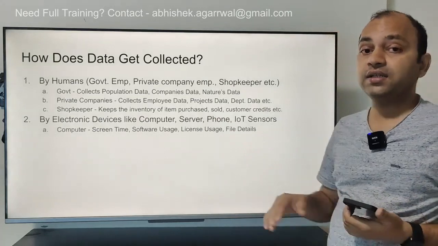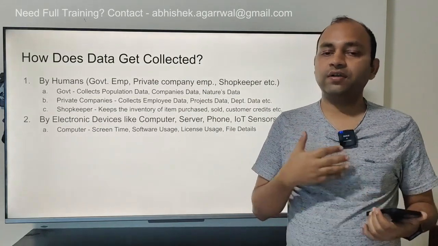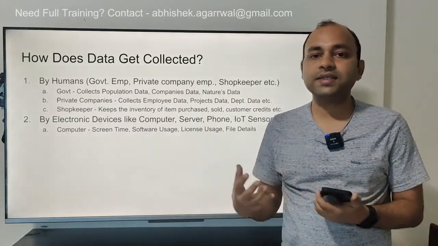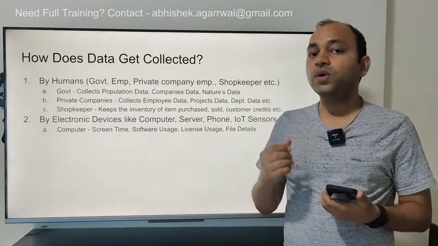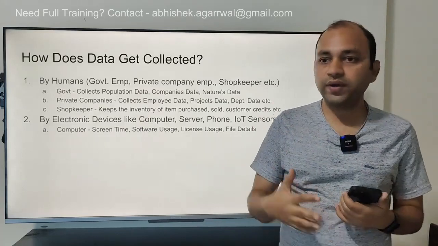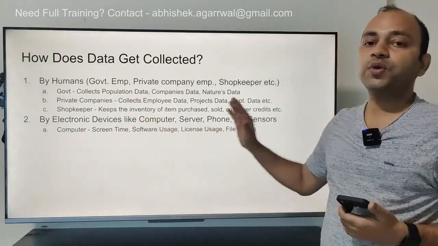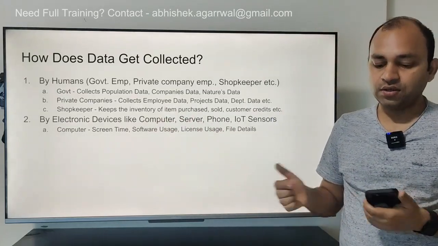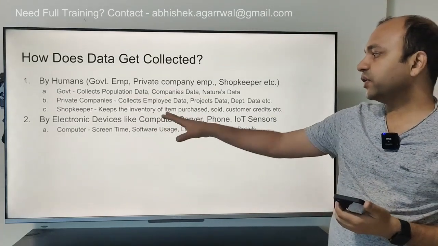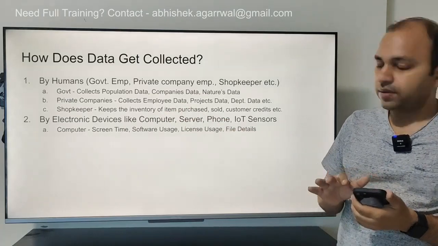The file details: what type of file you are creating, Word file, PowerPoint file, Excel file, what is the size of the file, the location of the file, the privacy of the file, all of those types of things. The computer is saving it based on the configuration that is being set, right? So this is the first example of computer. Let's see the server example.